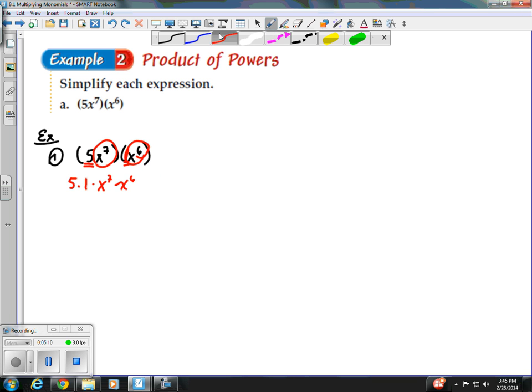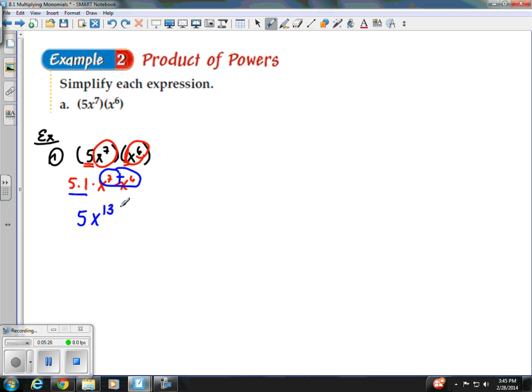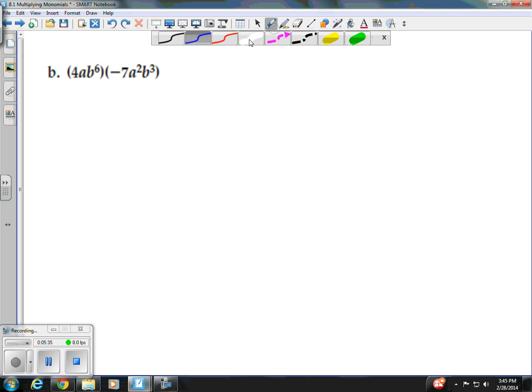So we're going to multiply coefficients, so 5 times 1 is 5. Then we're going to drop down our base of x, and then with our variables' exponents, we're going to add them. So 7 plus 6 is 13. There we go. So there's our first example. Let's see one more.